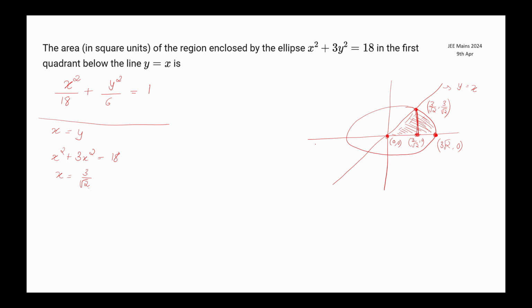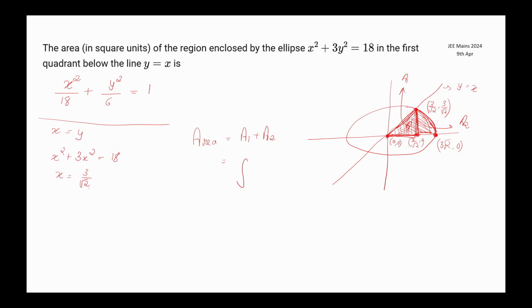Now I hope you all can see that from 0 to 3 by root 2, this portion is bounded by the straight line only. So simply I can say that this is my first portion of the area that I'm trying to find out. If this is my first portion of the area, what would be my second area? Second area from 3 by root 2 to 3 root 2. This area is bounded by this ellipse. So I can find it out in two parts. Let this portion be my A1, and let this portion be my A2. So my total area would be basically A1 plus A2.